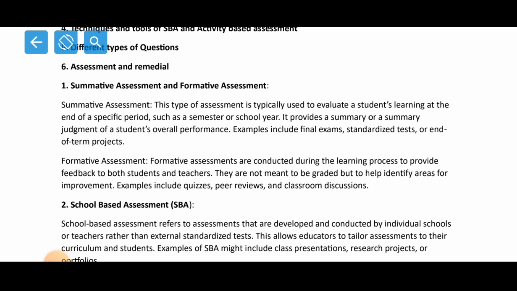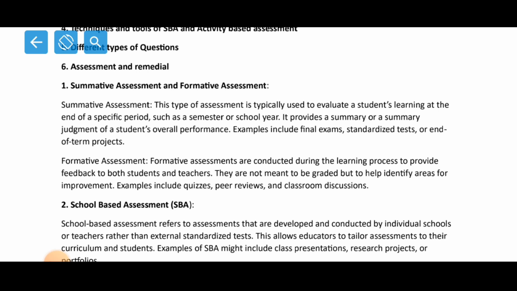Whenever we hear these two terms, what do we understand? Summative assessment, let me read here. This type of assessment is typically used to evaluate a student's learning at the end of a specific period, such as a semester or a school year. It provides a summary judgment of students' overall performance. Examples include final exams, standardized tests, or end of term projects.